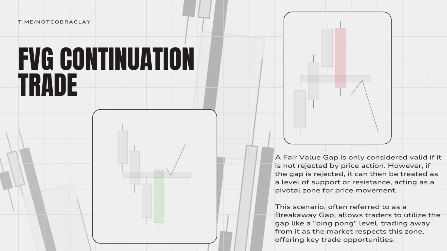The FVG continuation trade: a fair value gap is only considered valid if it is not rejected by price action. However, if the gap is rejected, it can then be treated as a level of support or resistance, or maybe a breaker block, acting as a pivot or important zone for price movements. This scenario, often referred to as a breakaway gap by ICT students, allows traders to utilize the gap like a ping pong level, where you come back and react from it, trading away from it as the market respects the zone, offering the key trade opportunity.